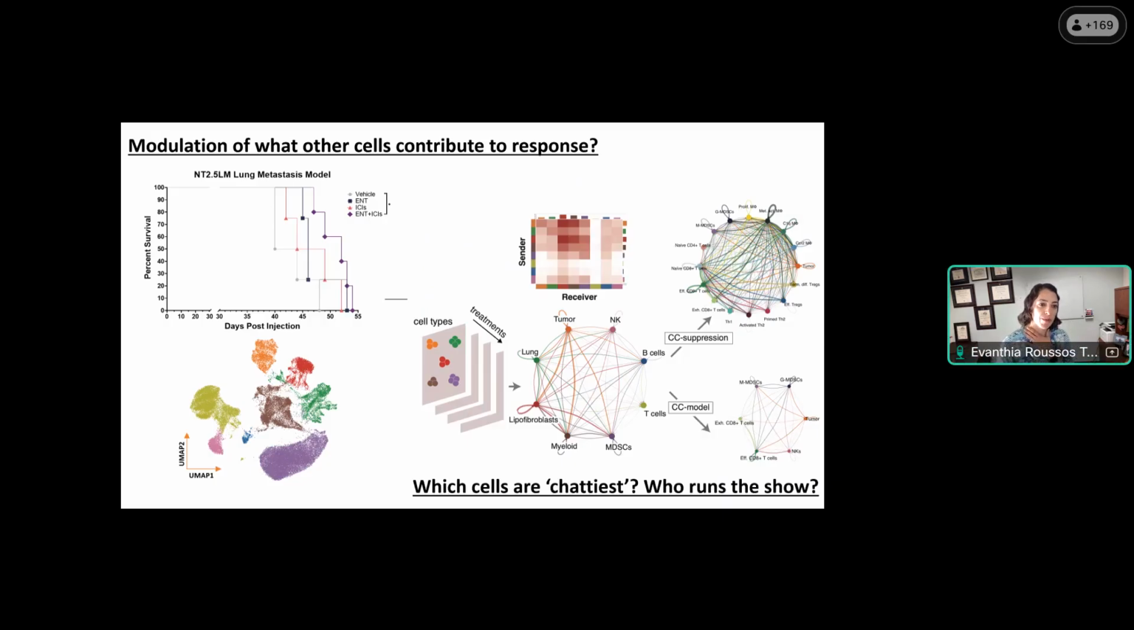So what we did was we went back to our mouse models and used single cell RNA-seq to look at other cell types that are contributing to response. So this is single cell RNA-seq of mice treated with entinostat plus nivo-ipi, which is the dual checkpoint with the HDAC inhibitor. We isolated all these different cell types and asked about the different chats that are affected by this treatment, and could that perhaps help us understand what else is driving response? So which cells are the chattiest, and who's running the show to really lead to a response?